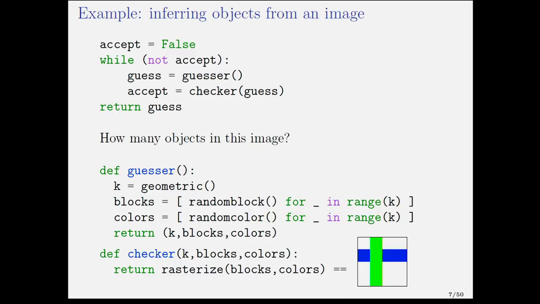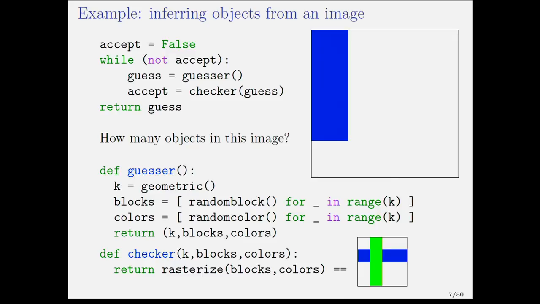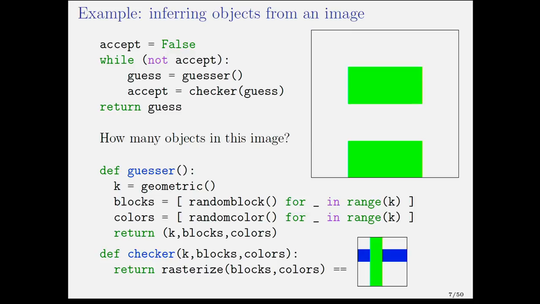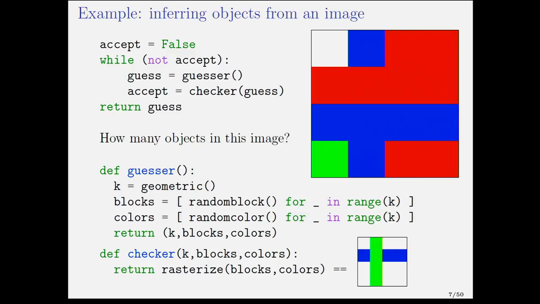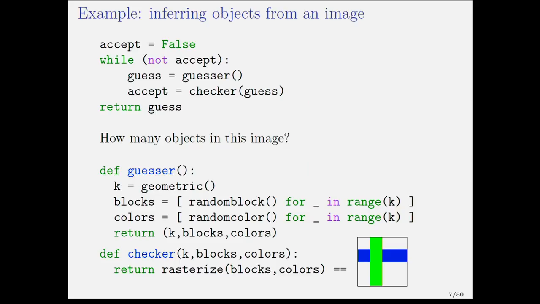All right, so when you run guesser, what do you get? And if you rasterize the outputs produced by guesser, what do you get? So this is a particular image. I don't know how many blocks there are here, because I'm not only revealing to you the image. But here are some images produced by guesser.